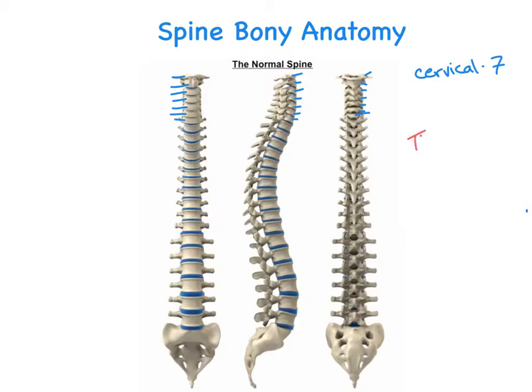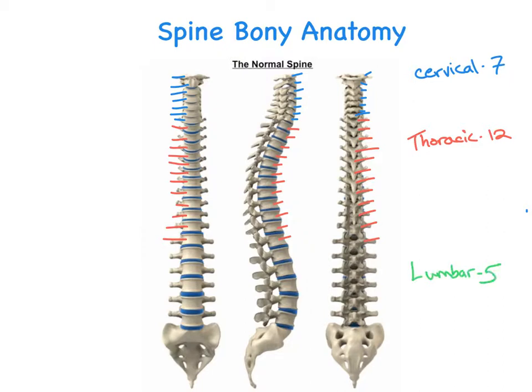Looking next at the thoracic spine, which has 12 vertebrae, we have T1, T2, 3, 4, 5, 6, 7, 8, 9, 10, 11, and 12. Here we have T1 through T12. And then on our image on the left, we have T1 through T12.